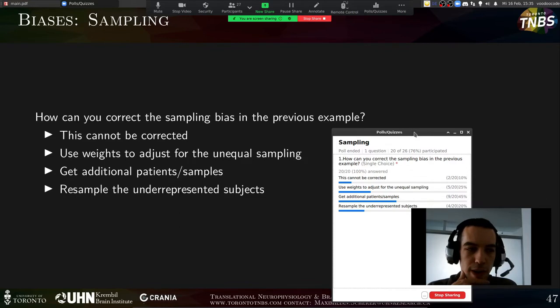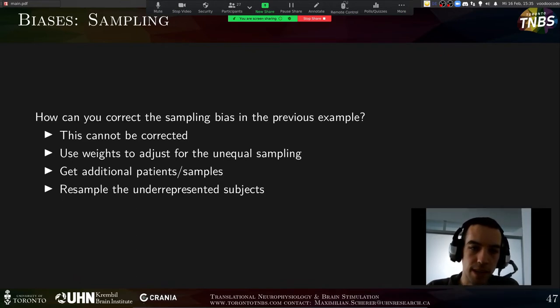So when possible, I'd recommend to go for additional samples, more samples, but if there's no other possibility, you can still apply some weights to adjust for the unequal sampling.